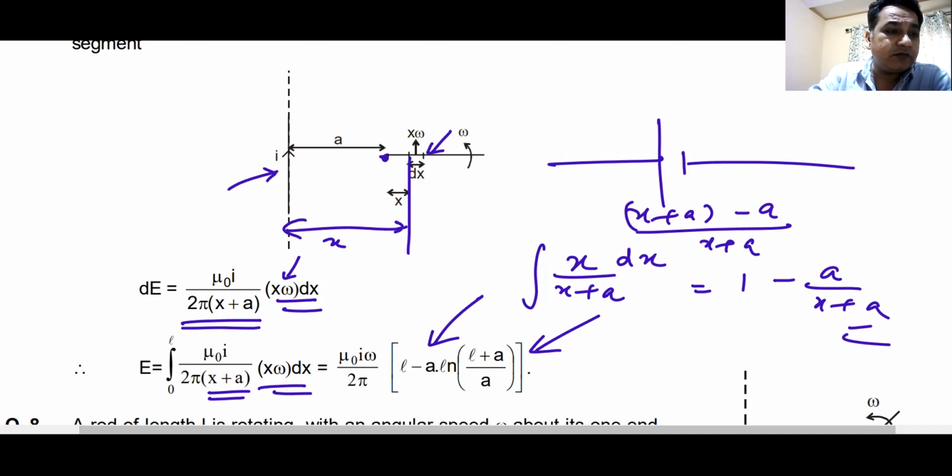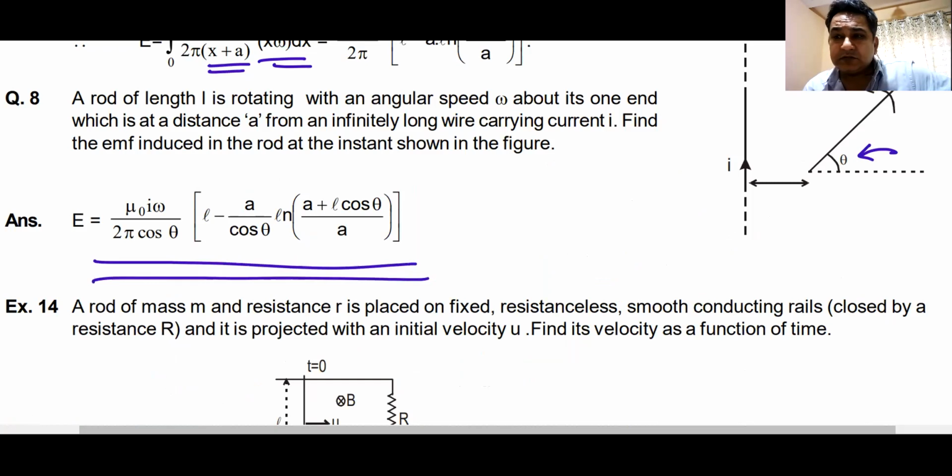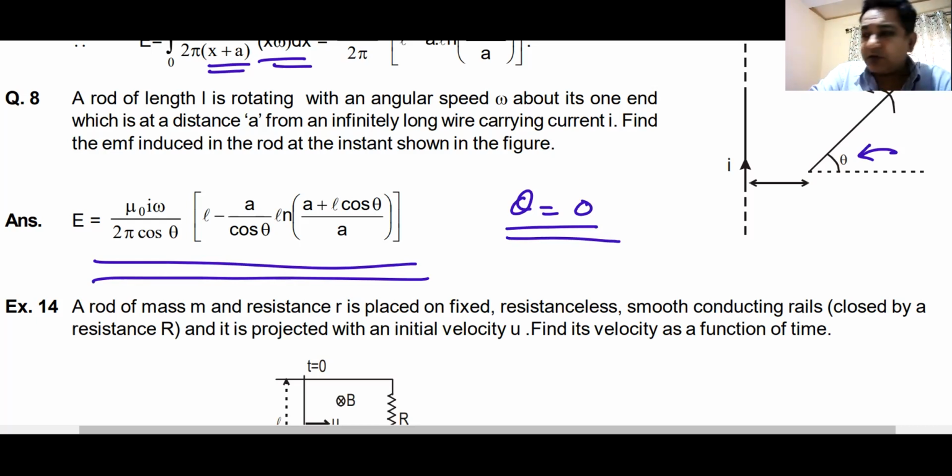Now they could give you a case like this, where instead of the rod being flat, the rod can be at an angle. So here is the answer for this. If you put theta as 0, you will get the answer of the first case. So just remember it. This is for your remembrance.